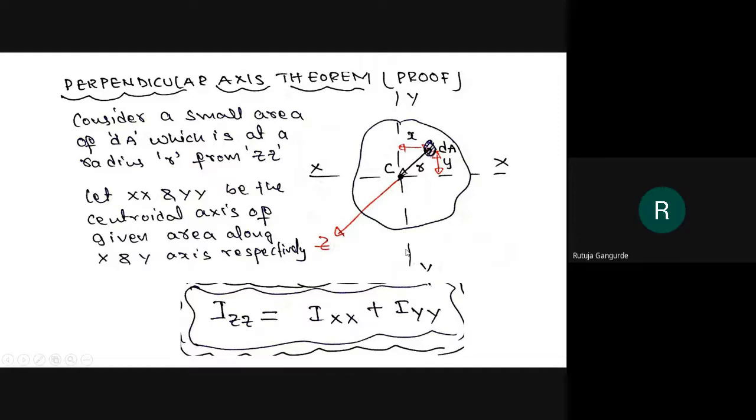Am I audible to you? So the polar moment of inertia is represented by Ixx, Iyy, Izz, J or I. Which term is correct? Rutuja Gangude. Pratik Nikam. Rushikesh: J, sir. Very good. J is the polar moment of inertia, right?